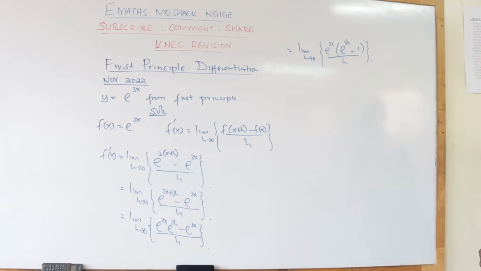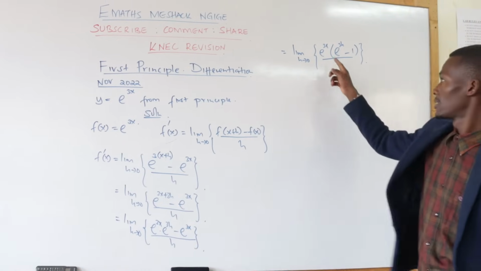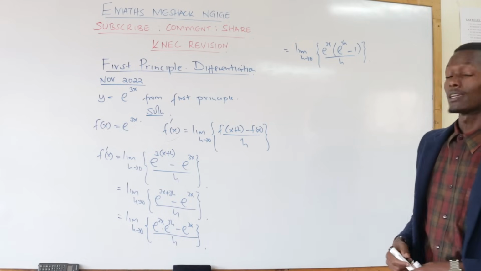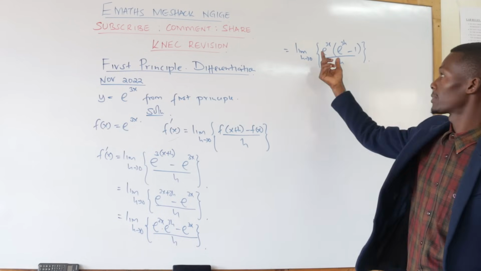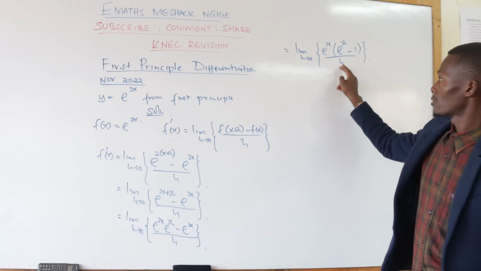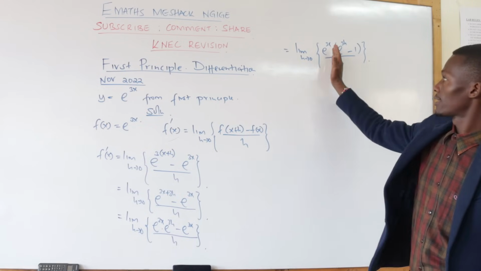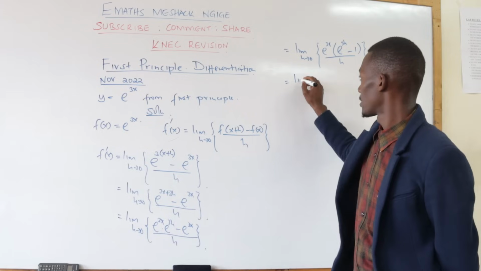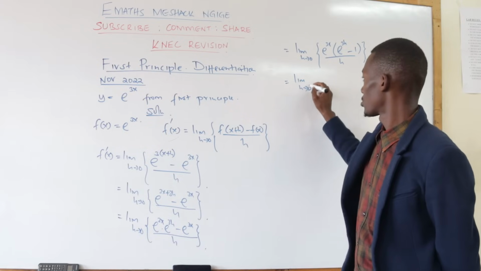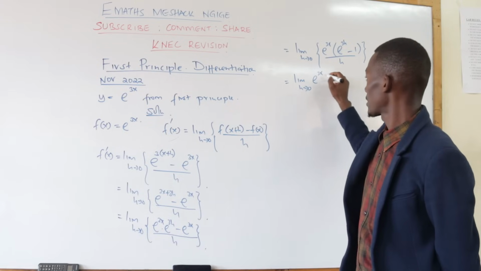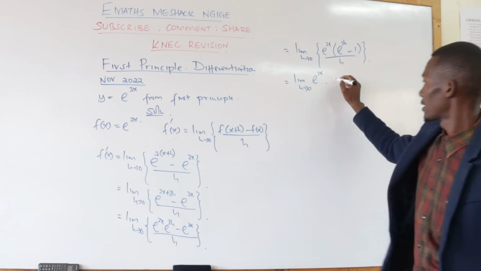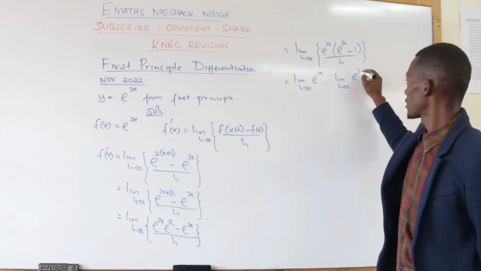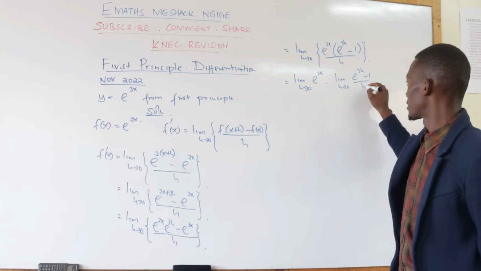Now again, from the laws of limits, we say the limit of a product is the product of the limits. So basically we can split these into two. This limit will go with this term, then the exponential of 3x will remain. So we can split this into two and say limit as h tends to 0, we have e^(3x) standing on its own, then the limit as h tends to 0 of (e^(3h) minus 1) over h.